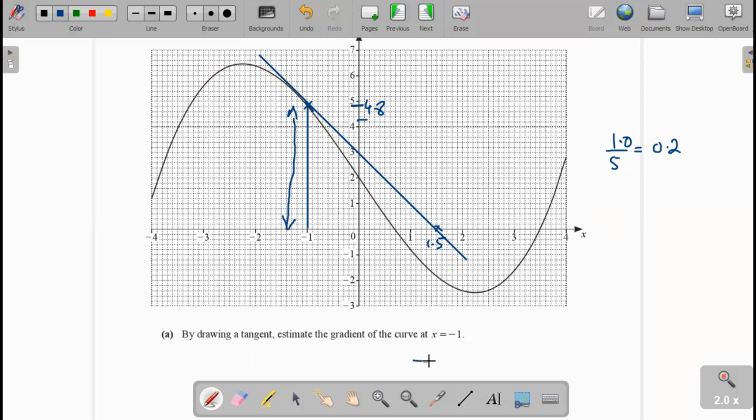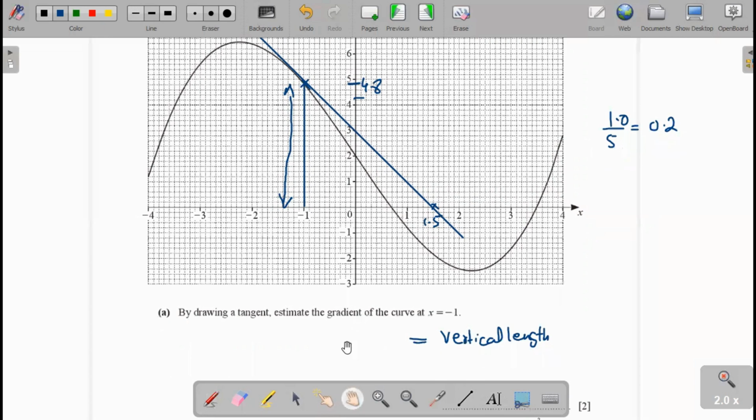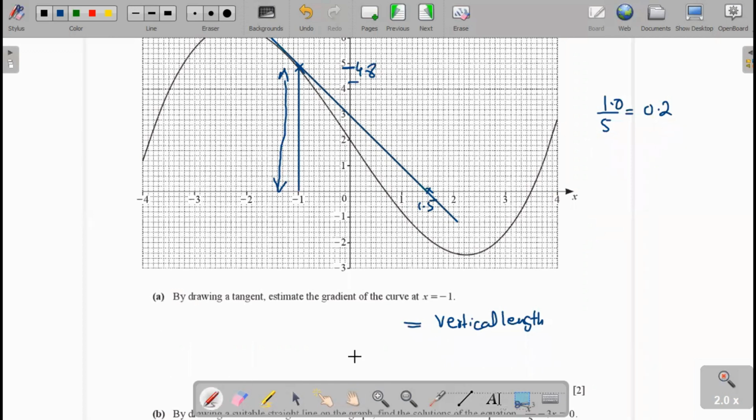The gradient is equal to vertical length over horizontal length, our horizontal.